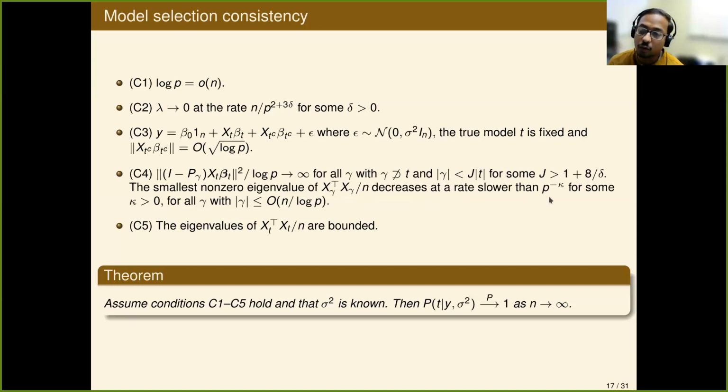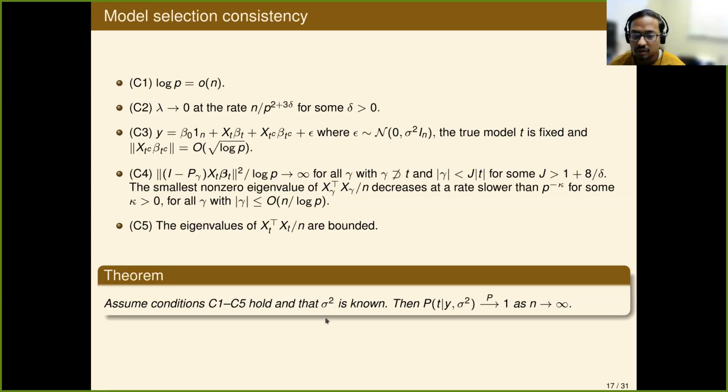We assume that it can go to zero at a rate of p to the power minus kappa, where p is the number of variables and kappa is some positive constant. And we assume that the true model is kind of identifiable in the sense that the eigenvalues of X_t transpose X_t over n are bounded both below and above.